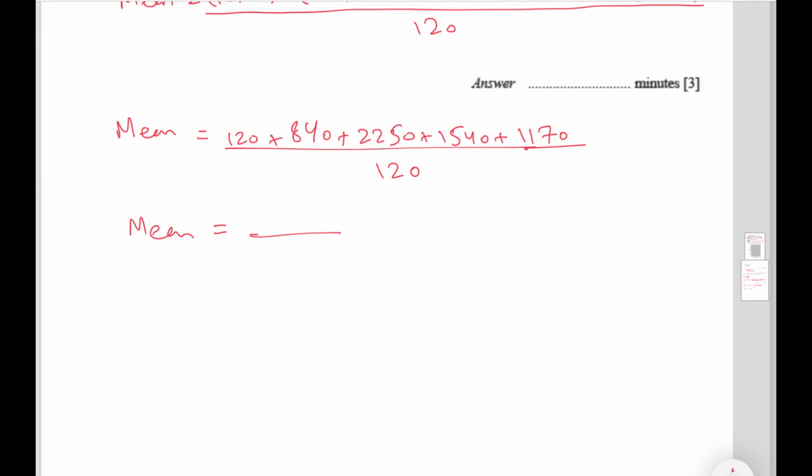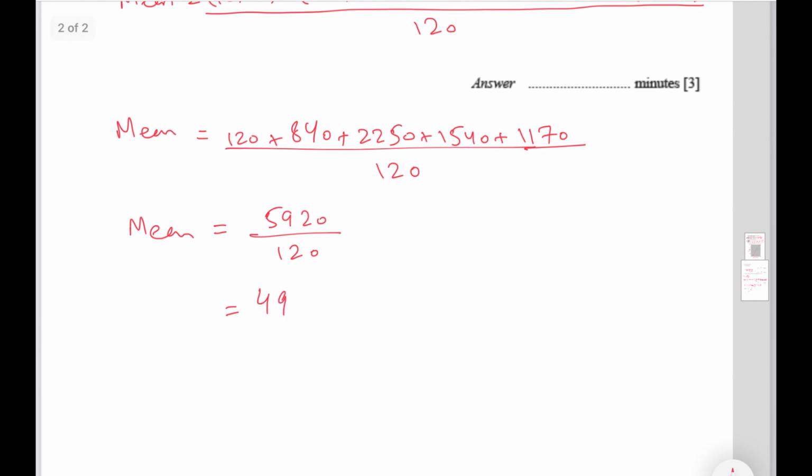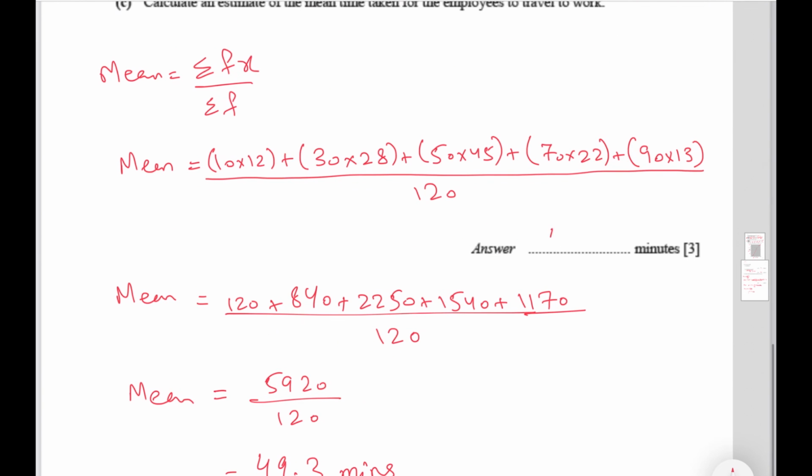And the mean would be, let's add these values up. 120 plus 840 plus 2250 plus 1540 plus 1170, which gives us 5920 divided by 120. Let's do this. Divided by 120 gives us 49 point. Sometimes something goes wrong with my pencil. Okay, so it gives us 49.3 minutes. That's your answer. We write it over here, 49.3.